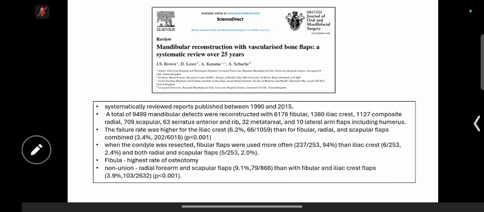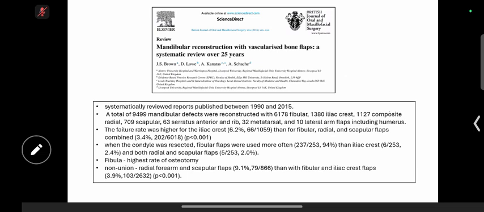This is a systematic review by Brown et al., in which they published a report from 1990 to 2015 with a total cohort of 9,499 mandibular defects, majorly reconstructed with the fibula, followed by the iliac crest, then by radial and scapular, serratus anterior and ribs, metatarsal, and lateral arm flaps, including humerus.